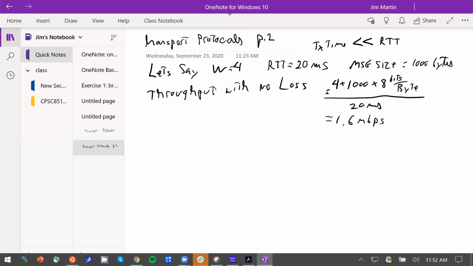Even if the underlying network capacity is a gigabit per second, our transport protocol is going to be limited to this number. Okay, and now let's do this again, but we want to find the throughput. But now we're going to say, on average, 25% of packets are lost. So the loss rate over the network is 25%.